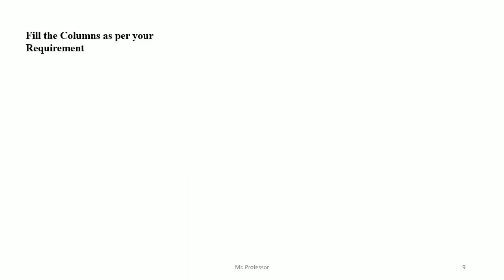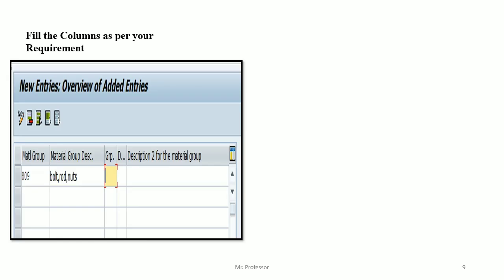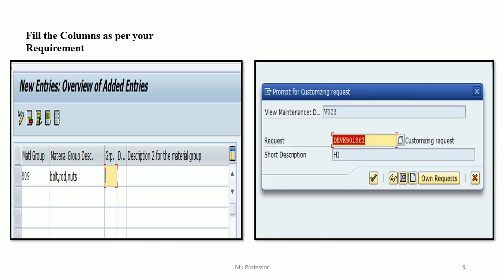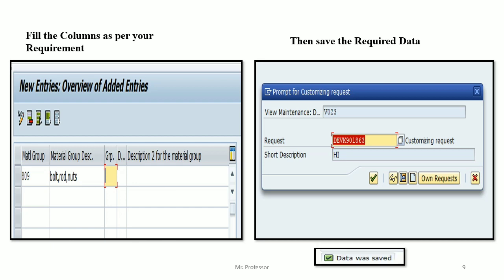Follow the steps given below to create a material group. That is, IMG, select Logistics General, select Material Master, then select Settings for Key Fields, finally select Define Material Groups, or we can use T-code OMSF. There select New Entries. Next fill the columns as per requirement, finally save the data.